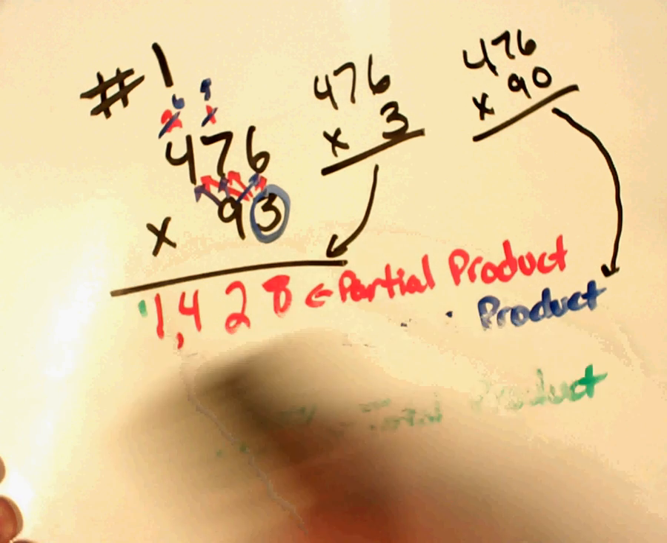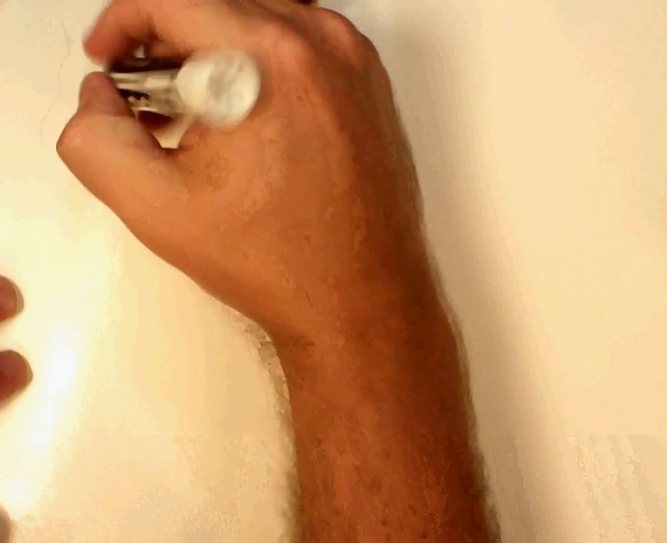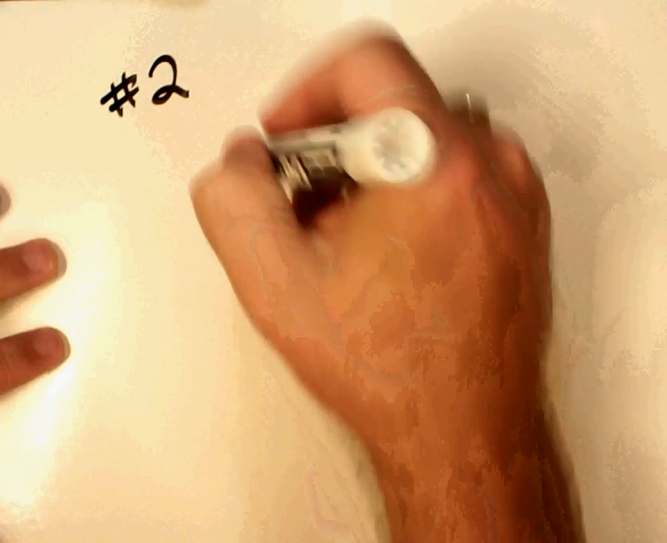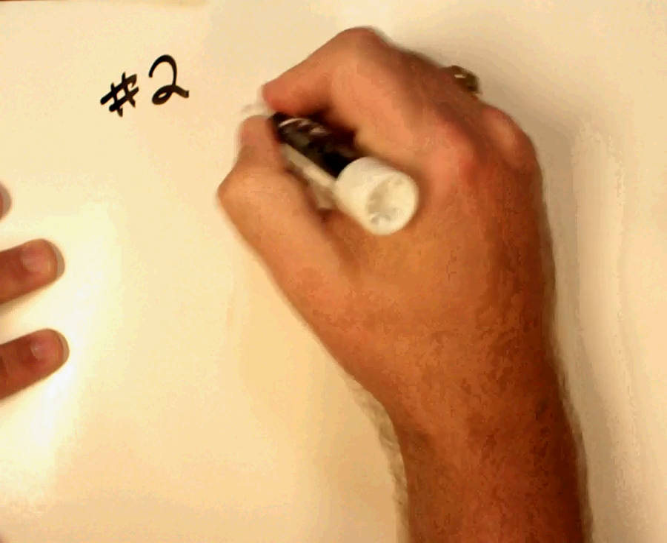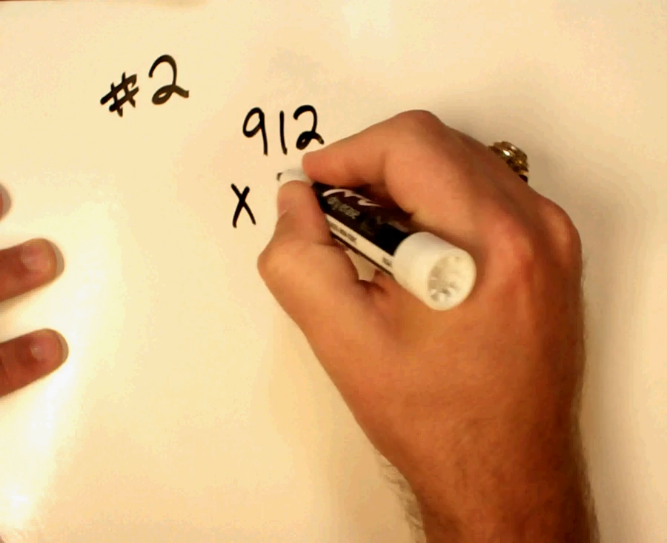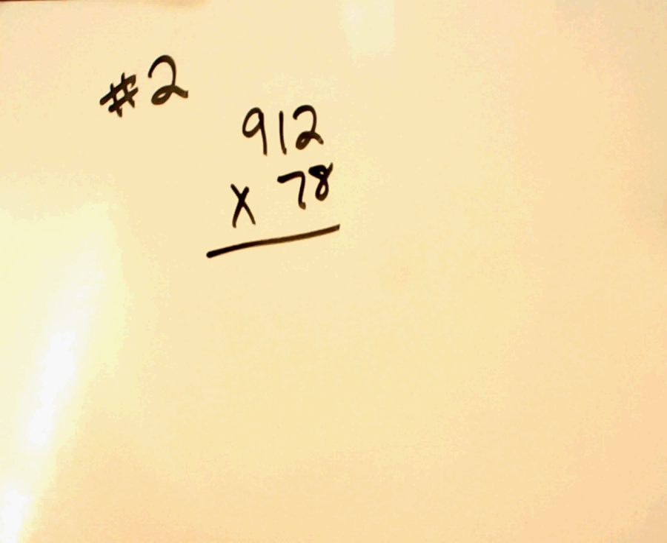Let's do another one. So for this one, let's do 912 times 78. And that is actually my birthday. 9/12/78. Man, he's old.